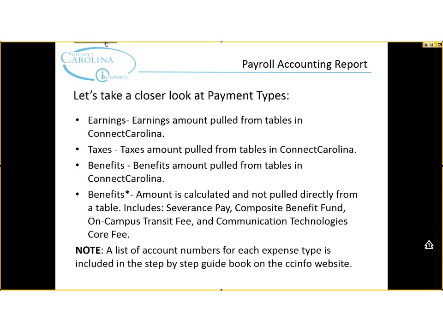Also, there are a lot of account numbers, obviously, that support each type of expense. If you go out to the CC Info website, where we have the step-by-step PDF guidebook for this report, I've got all the accounts for each expense type listed, to make it super clear.